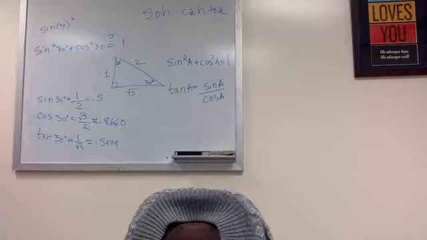Okay, now let's do sine of 37 degrees squared plus cosine 37 degrees squared equals 1.